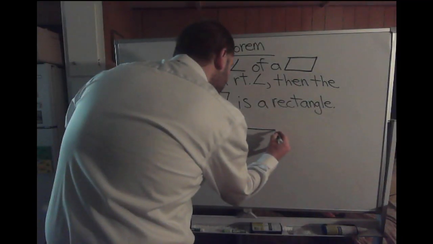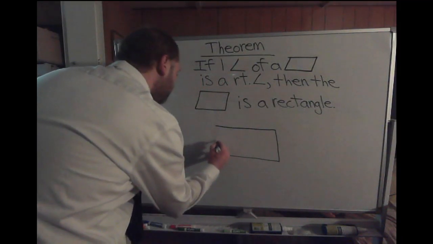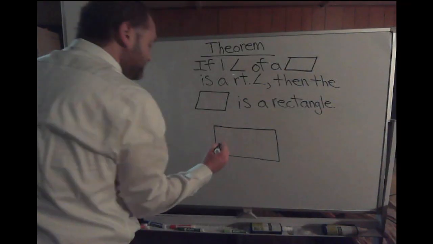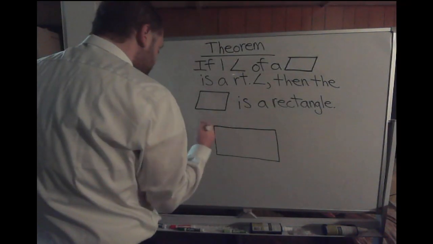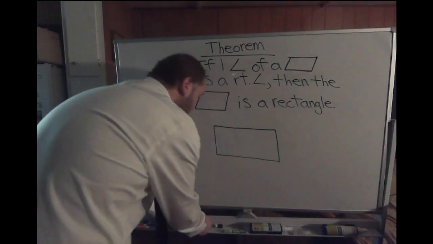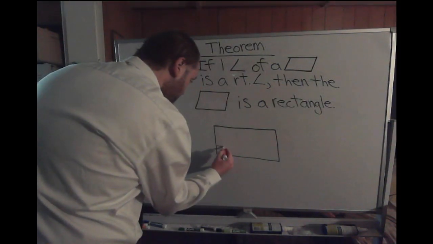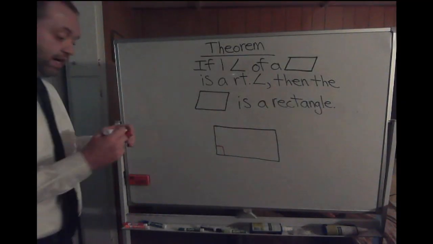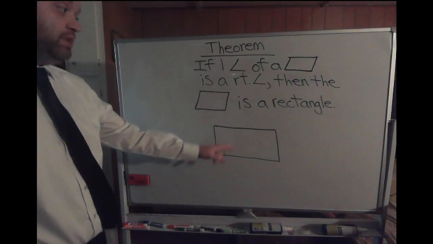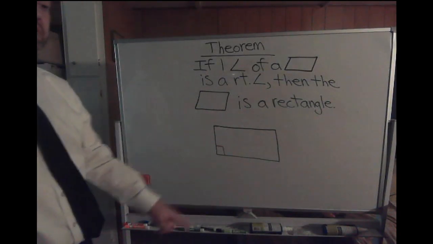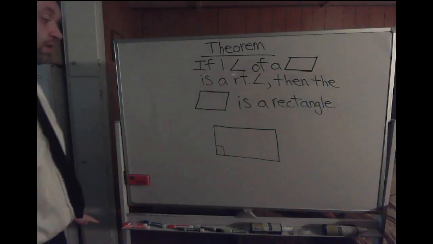So it's kind of a nice shortcut, so you don't have to sit there and try to determine if all four angles are 90 degrees. So we have here this parallelogram. Well, one angle is a right angle, therefore this would actually be a rectangle. That's what that states. If you can say that even one of them's a right angle, it's a rectangle.